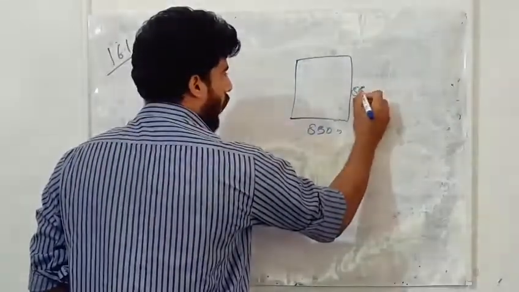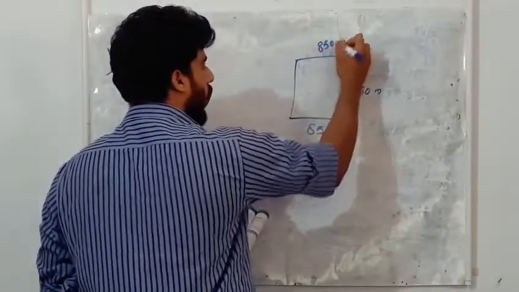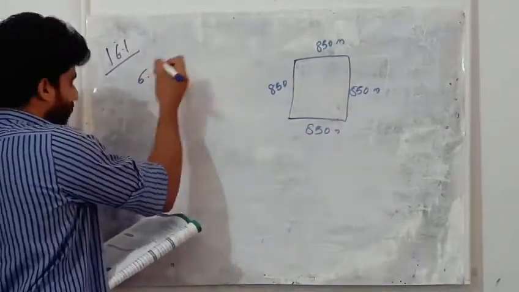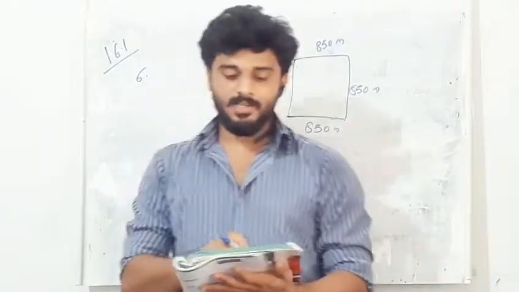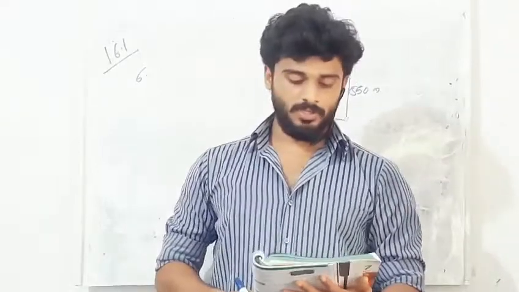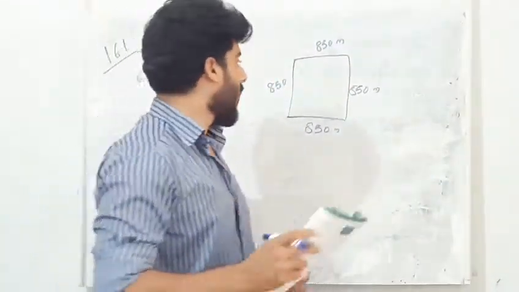For a square, we know all the sides are equal. So all four sides will be 850. This is our information given, and the question is to find the distance covered by Vivek in 2 rounds and write the answer in kilometer.